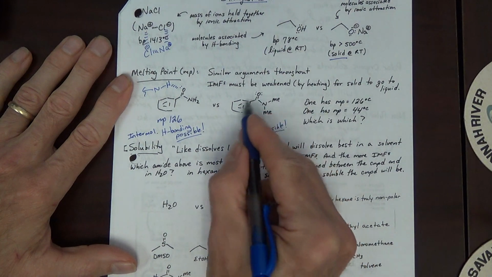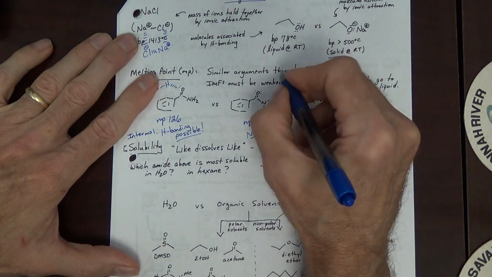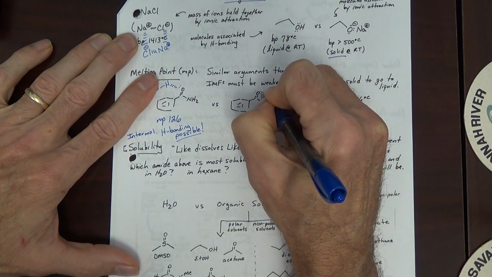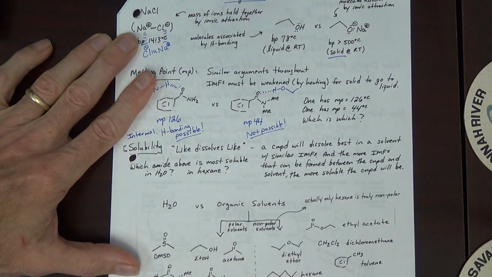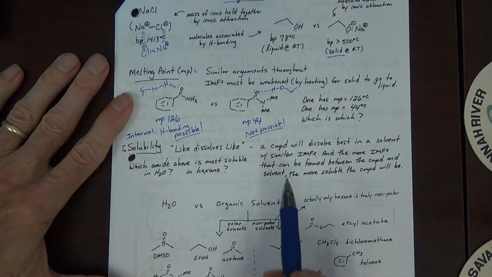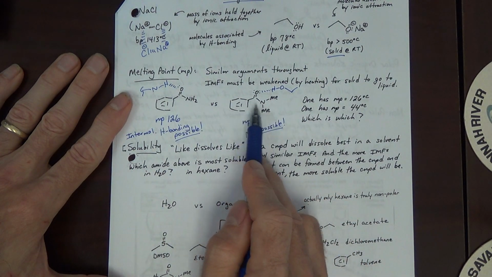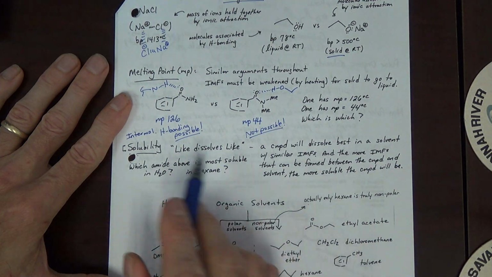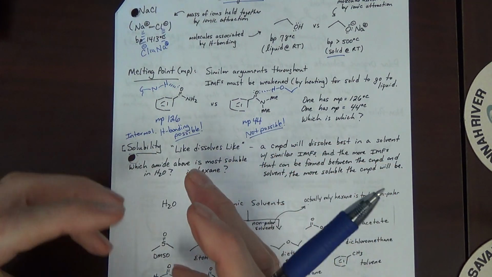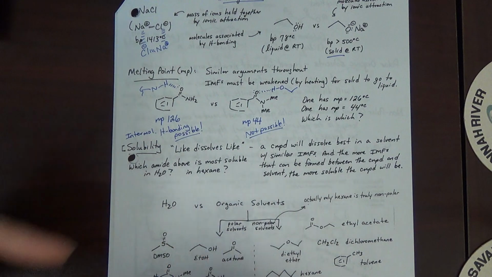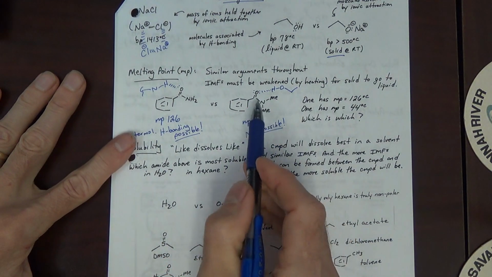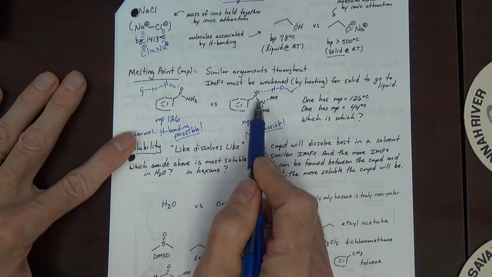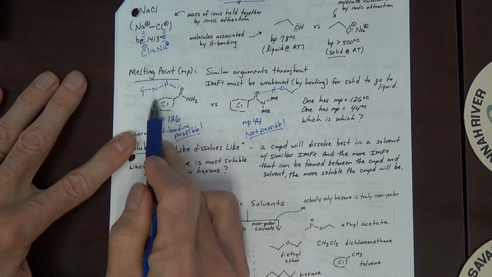Now, this molecule can hydrogen bond to maybe ethanol. But it can't hydrogen bond to itself. And a solid is going to have a sort of a crystal structure of repeating molecules over and over. And this crystal structure, the IMFs are going to be weaker than this crystal structure.